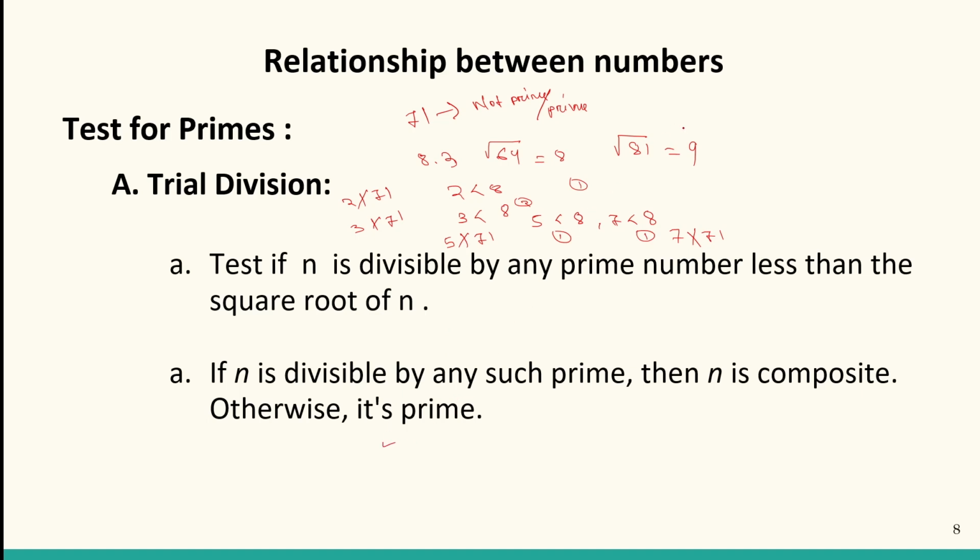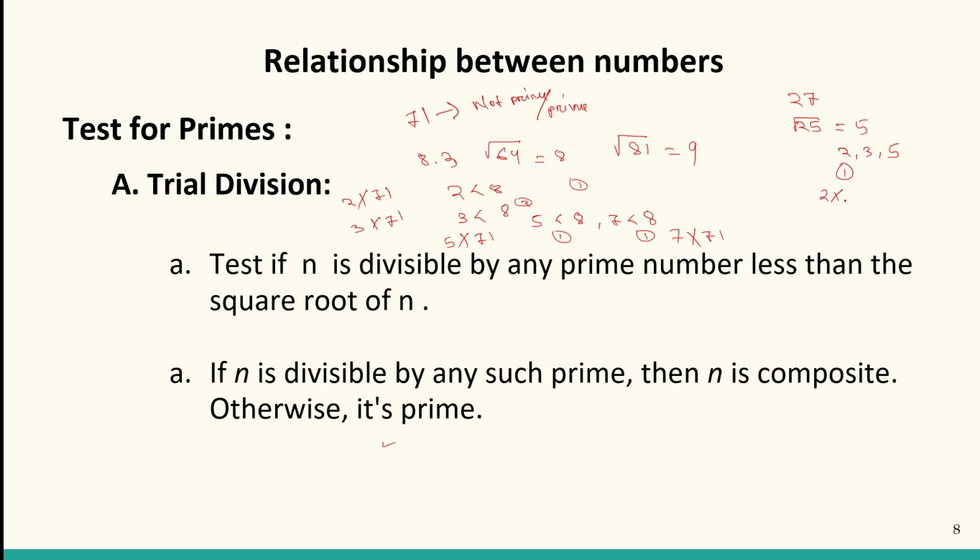Let's see another example, the number 27. What is the largest perfect square before 27? That is 25, right? Because the square root of 25 is 5. So all the prime numbers less than or equal to 5 are 2, 3 and 5 itself. If we divide 27 by 2, we are left with a remainder of 1.